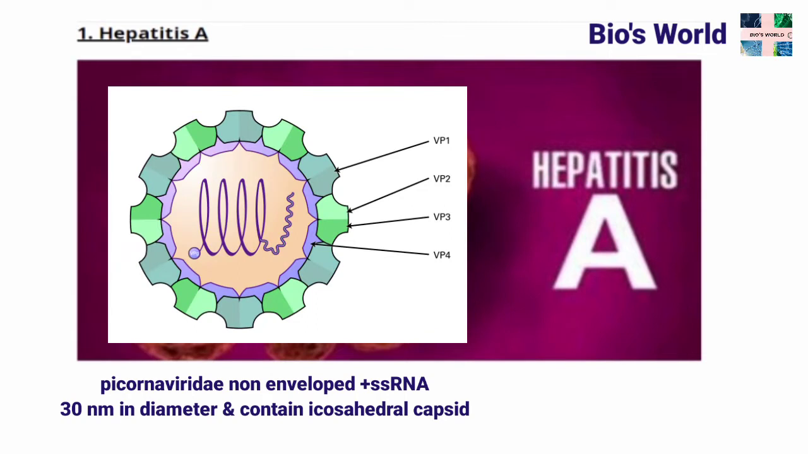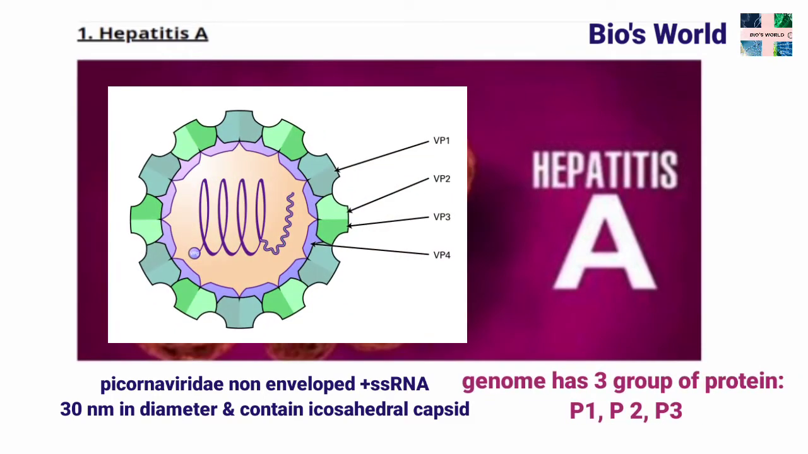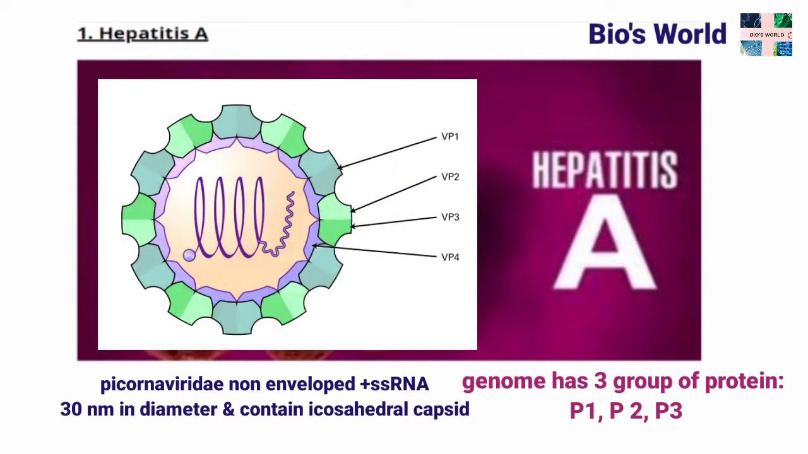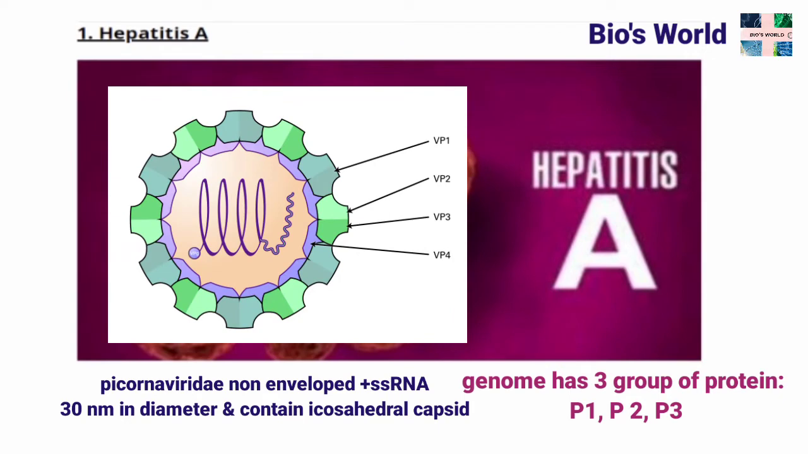The genome consists of a single ORF encoding 3 groups of proteins, that is P1, P2 and P3. P1 region encodes structural polypeptides. P2 and P3 include proteins which are required for viral replication. So, this hepatitis A virus differs from other picornaviruses in that it is non-cytopathogenic and particles are released within membranous structures which contain 1 to 4 virions.